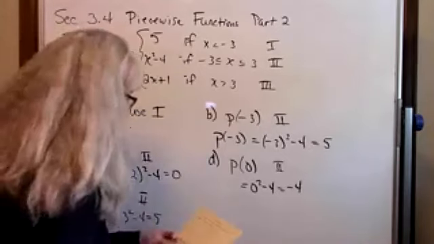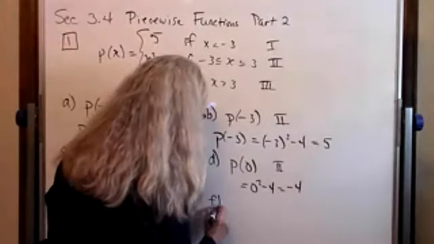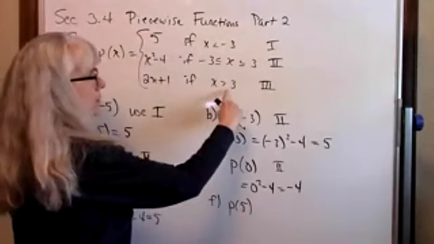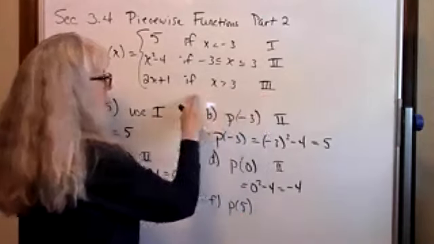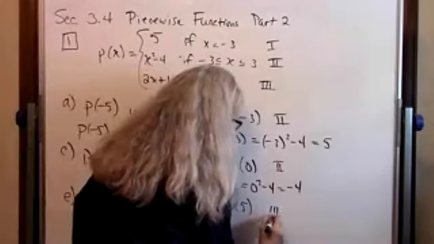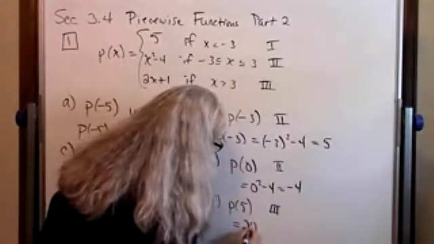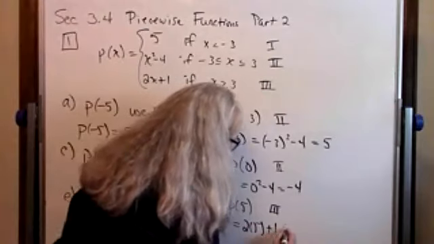And then finally, the final one says F. We want to find p of 5. So 5 as an input is greater than 3. So for the first time, we're going to use our third piece down here. So we'll use piece 3. And we're plugging in 5. So it'd be 2 times 5, plus 1, that's 10 plus 1, which is 11.